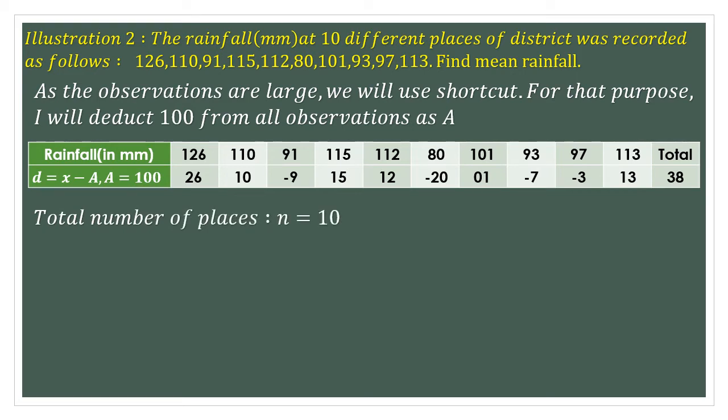Now I will write down the formula here, but before that I should write down the total number of places, that is n is equal to 10. So I will be sure about it in the formula. Now mean is x bar is equal to a plus summation di upon n.